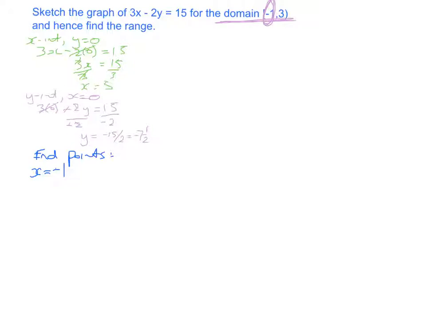So when x is equal to -1, we just substitute -1 into the equation. So we've got 3 by -1, take away 2y equals 15. 3 by -1 is -3, take away 2y equals 15. I'm going to add 3 to both sides to move that -3. So we're adding 3, get rid of that there.